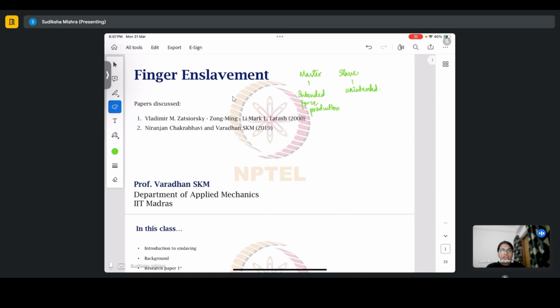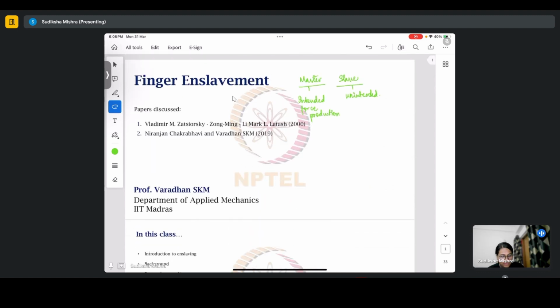fingers. So in case of any finger movement, the fingers can be described as two separate entities. One is master finger and the other is slave fingers. In case of master fingers, there is an intention to produce force, whereas force production in slave fingers is unintended and usually a result of movement in the master finger.